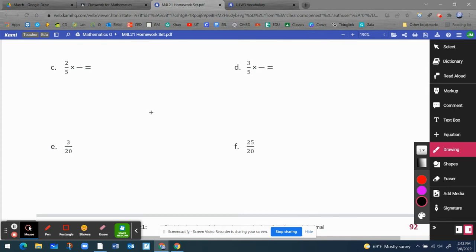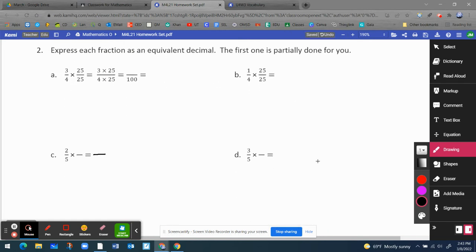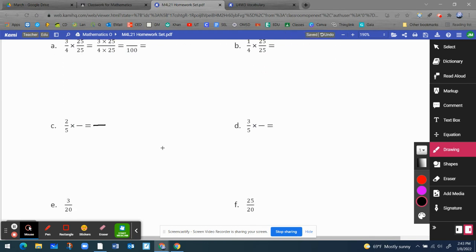Let's do C. As you can see, C, we have 2/5. We're going to multiply it times 1, and that is going to equal, let me see, what are the instructions here? Oh, look at this. Express each fraction as an equivalent decimal. All right, so we have to convert it to a decimal.